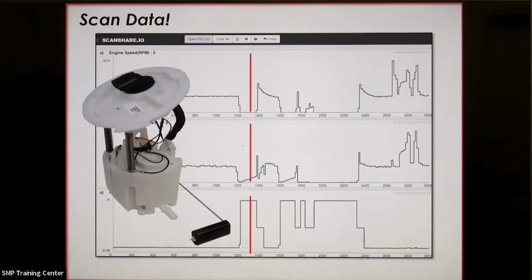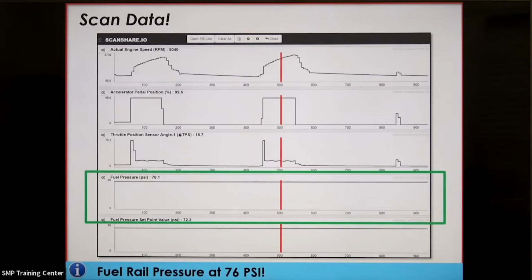Now, that doesn't mean we're out of fuel in the tank. There's plenty of gas in the tank, but that gas is not being supplied to the high pressure pump. Our low pressure pump is at fault here. It's not giving us what we need to generate any sort of fuel pressure. That's the problem here.